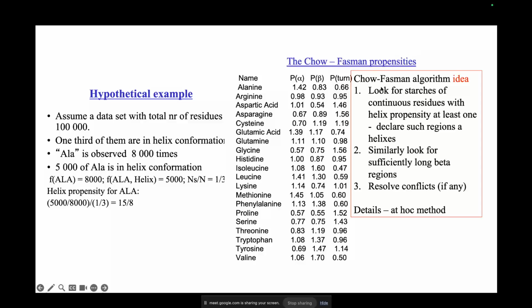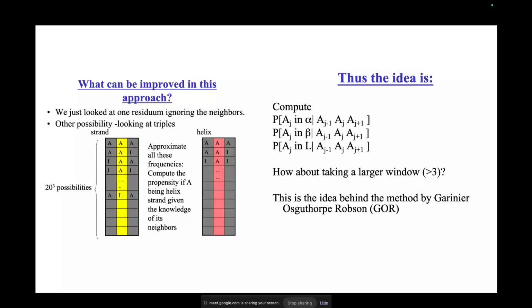So what it does is look for stretches of continuous residues with helix propensity of at least 1, and you declare such regions as a helix. Similarly, you look for sufficiently long beta regions, and you define those as beta, and so on and so forth, right?